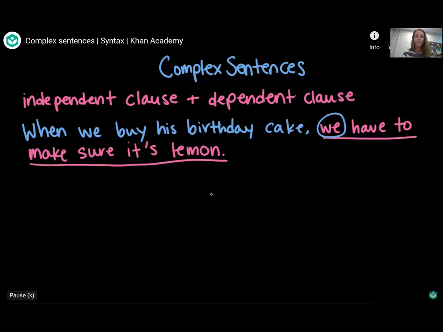It has a subject, "we," and a verb, "buy," and it expresses a complete idea. It's an action that's happening, and it tells you who's doing it. But we add this thing called a subordinating conjunction, that's this "when" here, and that makes this into a dependent clause. It can't be a sentence by itself, so it depends on the later clause, "we have to make sure it's lemon," to be part of a sentence.